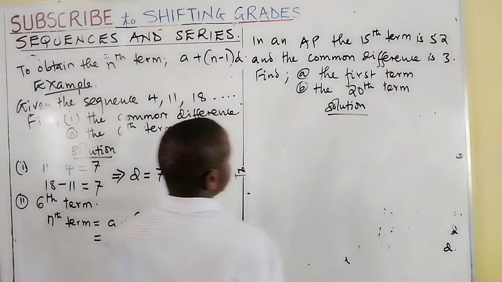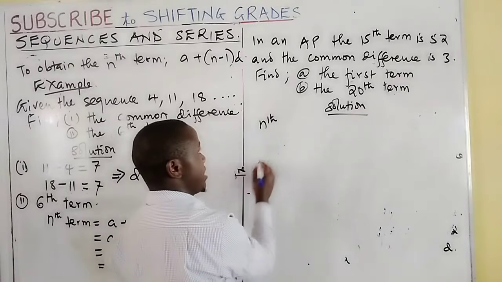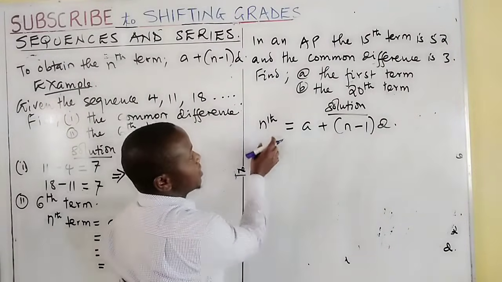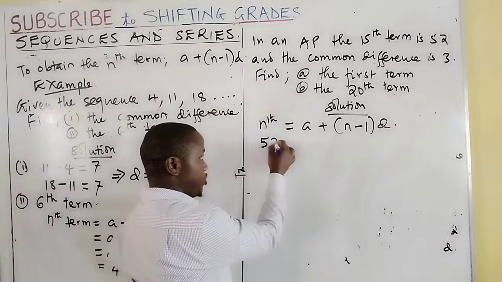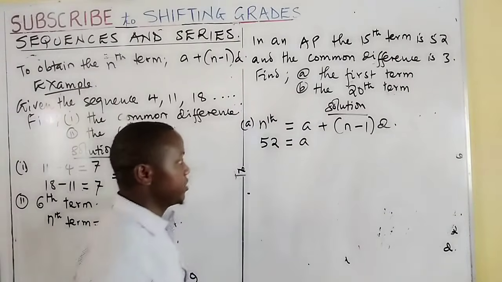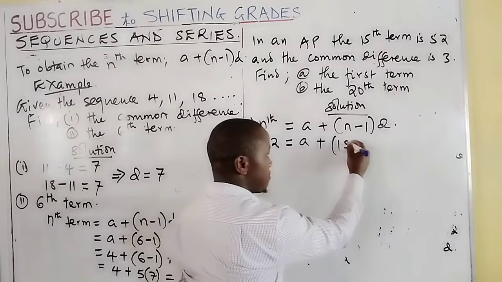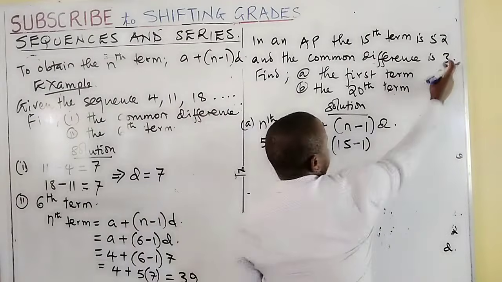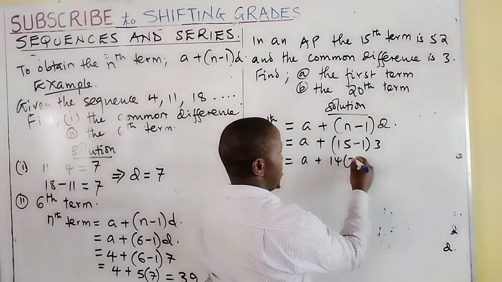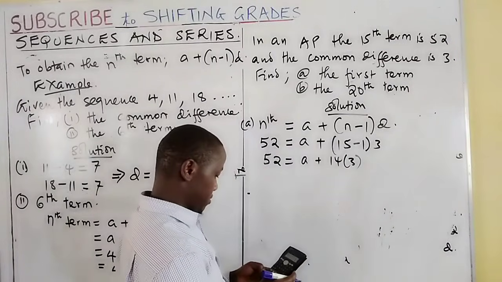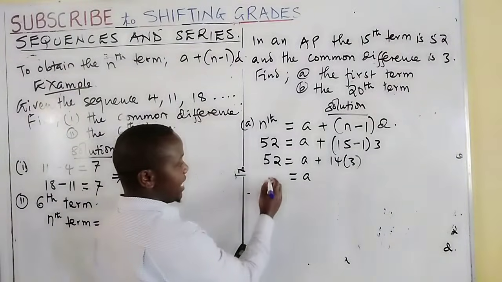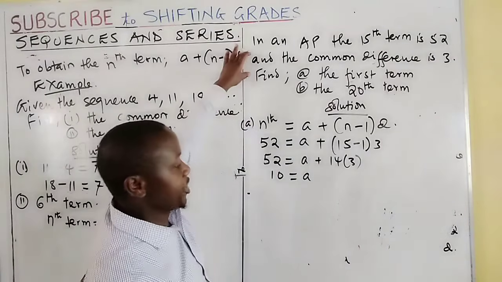We have said that the nth term, this is a formula to be remembered, is a plus n minus 1 into d. Therefore, the 15th term, which is already given as 52, is equal to the first term, which is not known. Remember, we are solving part A. The first term is not known, so we let it be A, plus 15 minus 1 into the common difference, which is 3. It's given there. Therefore, 52 is equal to A plus 14 by 3. 14 by 3, is it 42? Yes. So we will have A as 52 minus 42, which is 10. So the first term in this progression is 10.